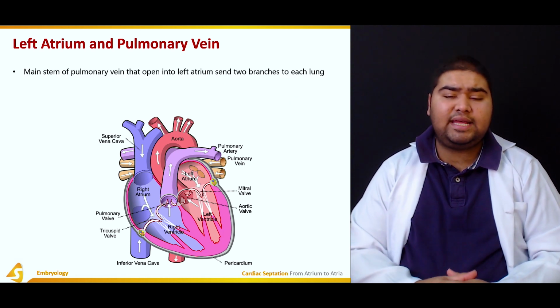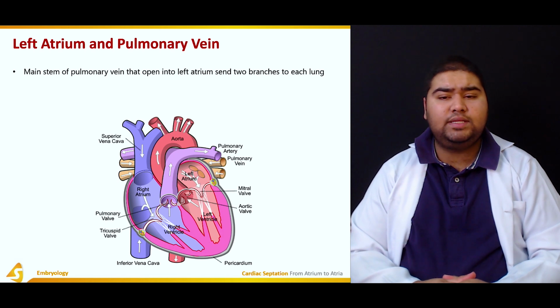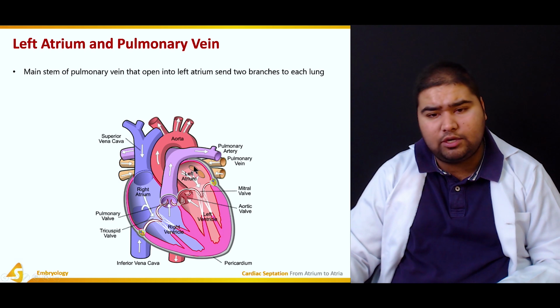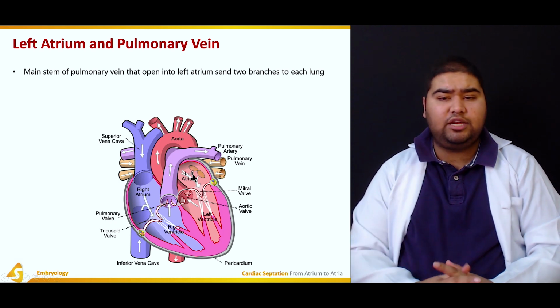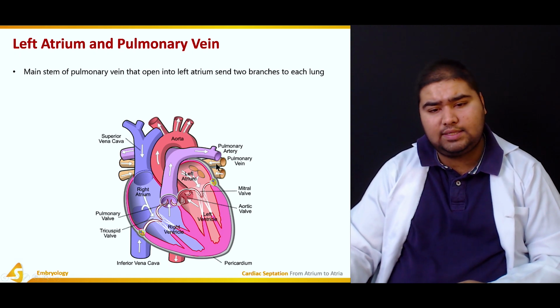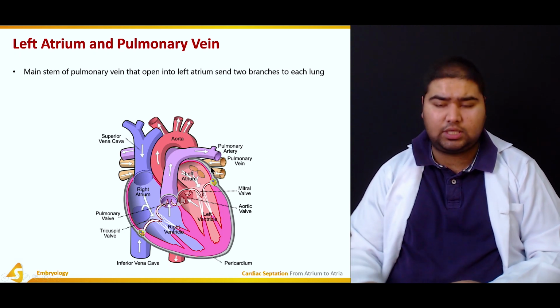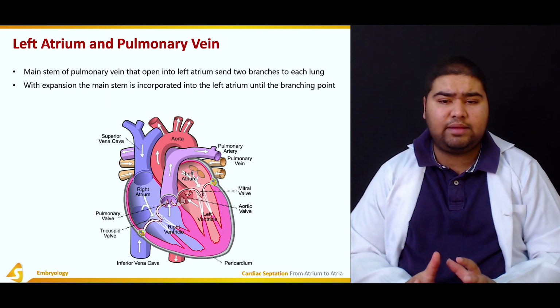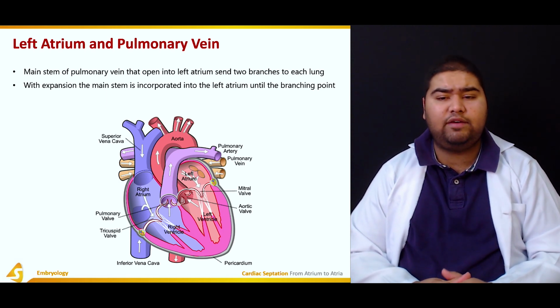So the main stem of the pulmonary vein opens into the left atrium. It sends two branches to each lung. Here you can see two branches are being sent to each lung. With expansion, the main stem is incorporated within the left atrium until the branching point.